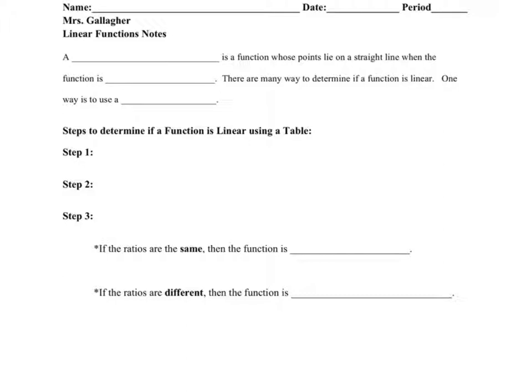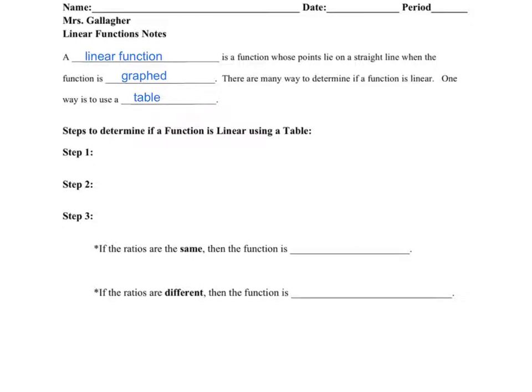A linear function is a function whose points lie on a straight line when the function is graphed. There are many ways to determine if a function is linear. One way is to use a table. So today we're going to determine if a function is linear by using a table.